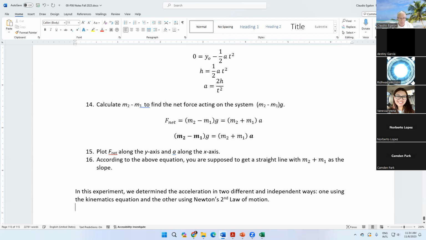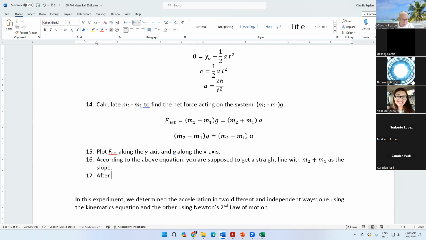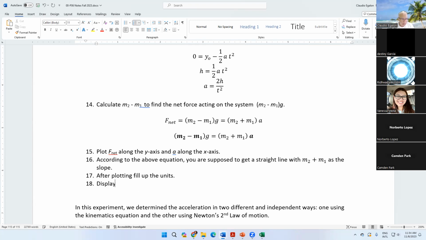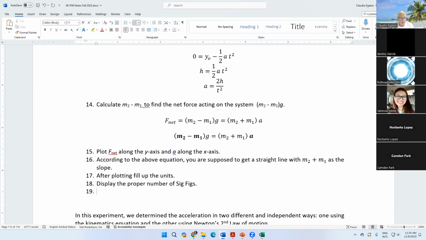Okay. And now we can move forward. And what do we have to do? Plot the graph, right? After plotting, fill up the units, display the proper number of sig figs, right? Find out CL. After plotting, fill up the units.